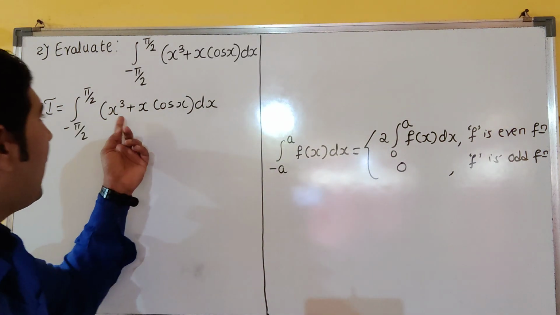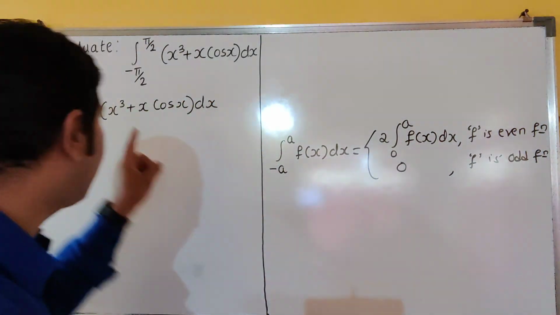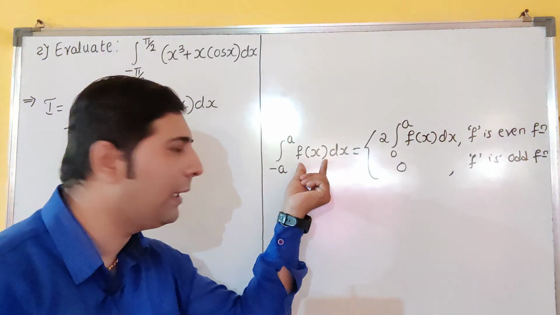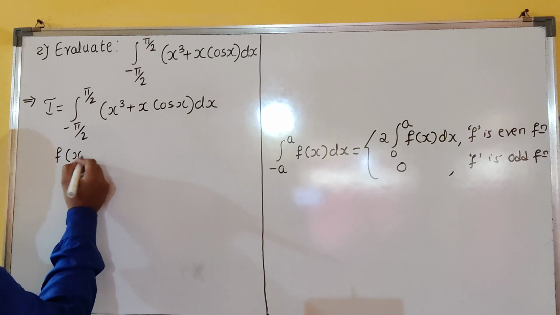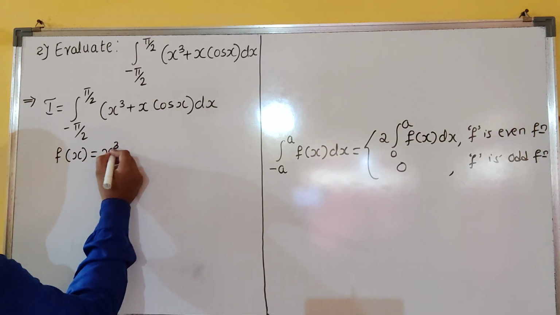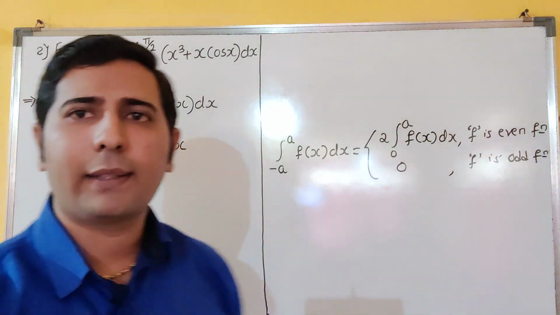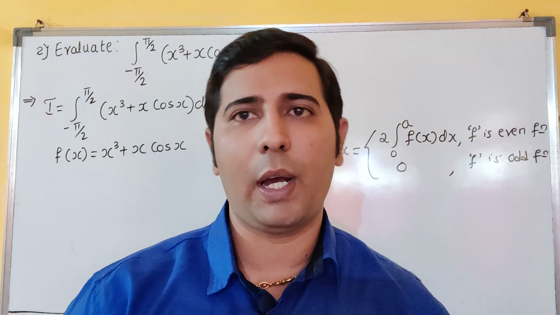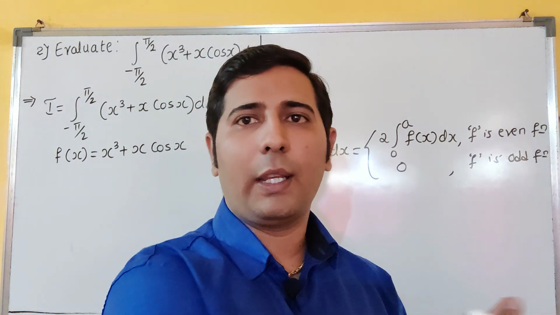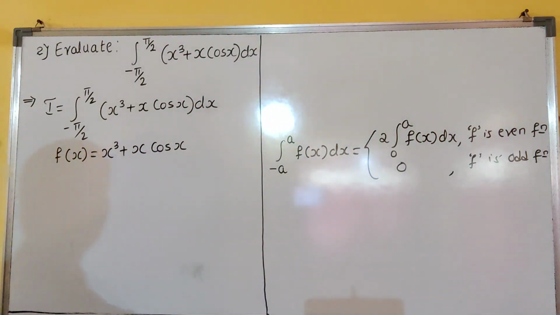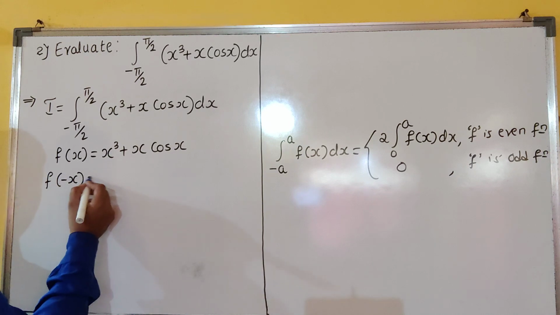Clear? So now see. x cube plus x into cos x is nothing but f of x, dear students. So f of x is x cube plus x into cos x. Now given f of x, we have to check whether it is even or odd, yes or no? How to check? You know that. What we will do? We will replace x by minus x, dear students.